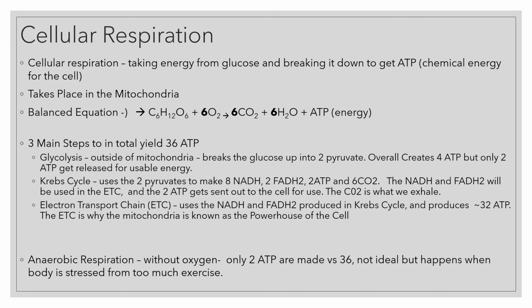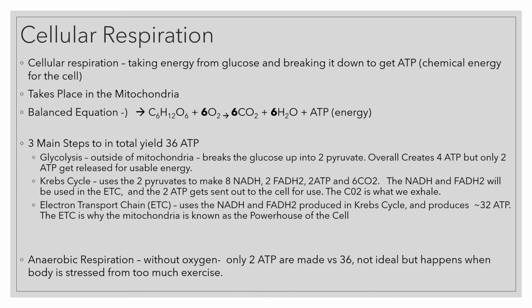Then we have the electron transport chain. This is where the majority of the ATP is made. So it uses all that NADH and FADH2 that was made in the Krebs cycle, and then it produces 32 ATP. So, glycolysis just made a net of 2 ATP, Krebs cycle made 2 measly ATP, and then the electron transport chain makes 32 ATP. But we wouldn't be able to make 32 ATP without the first 2 processes.